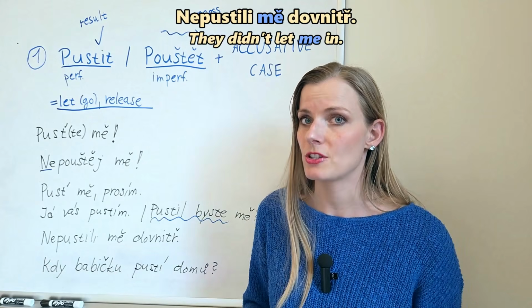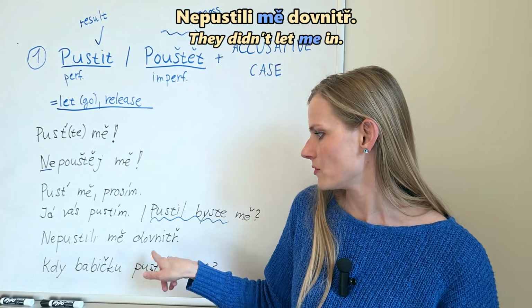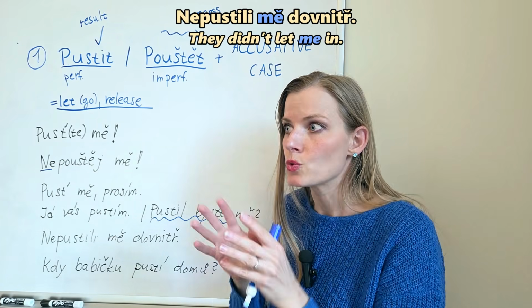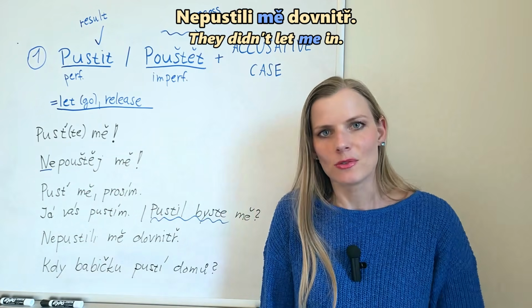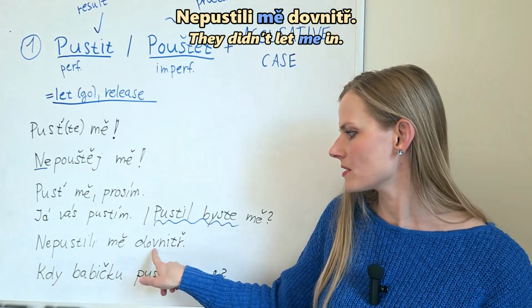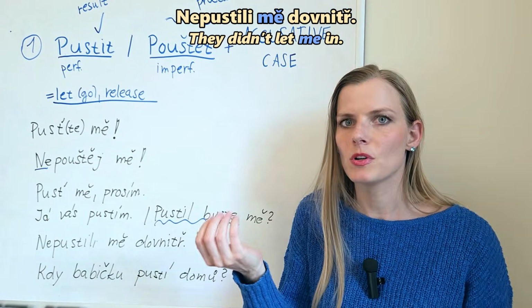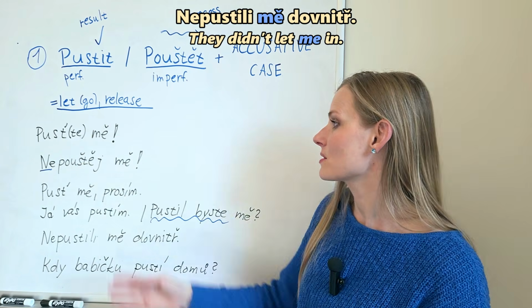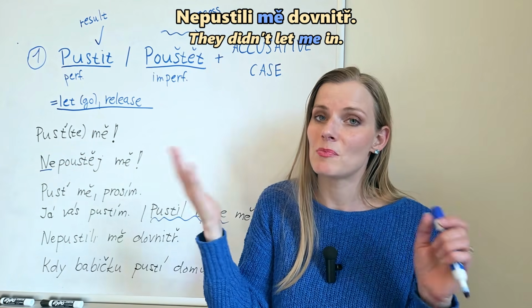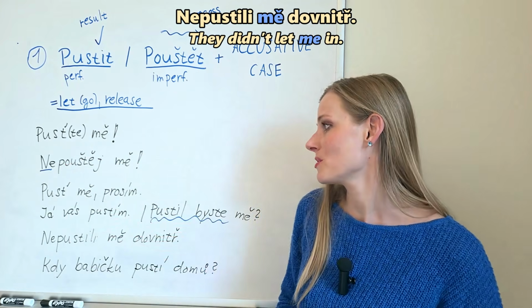Nepustili mě dovnitř. They didn't let me in. Dovnitř means inside, like to inside. Here, dovnitř gives us a clear indication what this verb means. Because in here you see it all depends on context. It could mean more things.